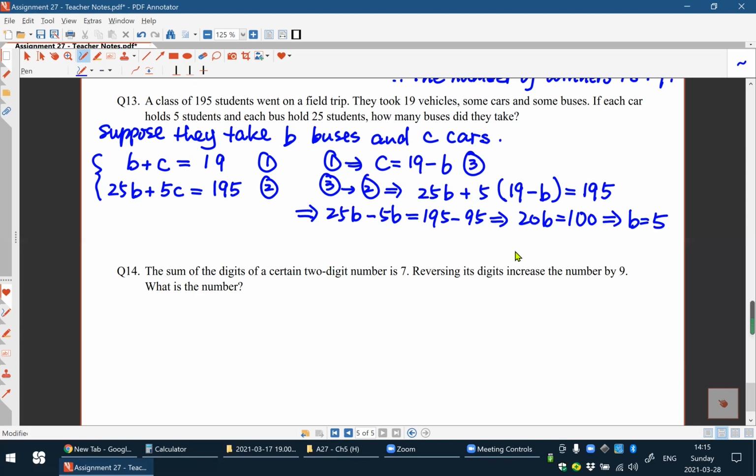Are we done here? I think we are, right? Because it only asks the number of buses, so you don't have to solve the value of C. Okay, so now we can make the conclusion. They take 5 buses. Okay, have a look at this. Any questions?